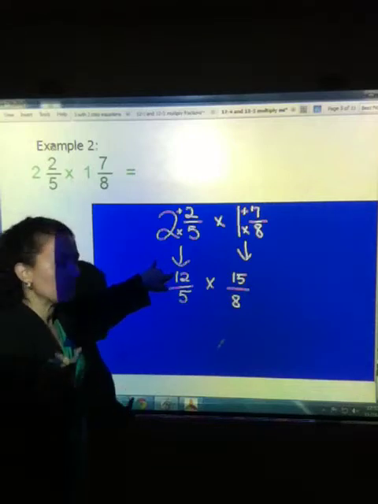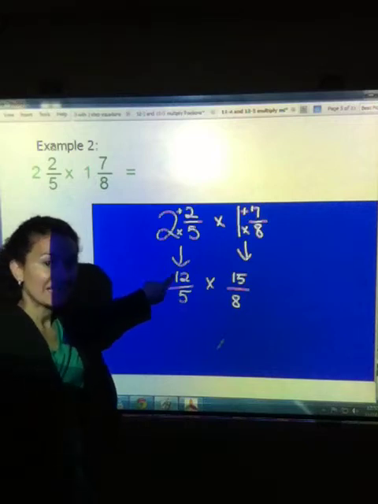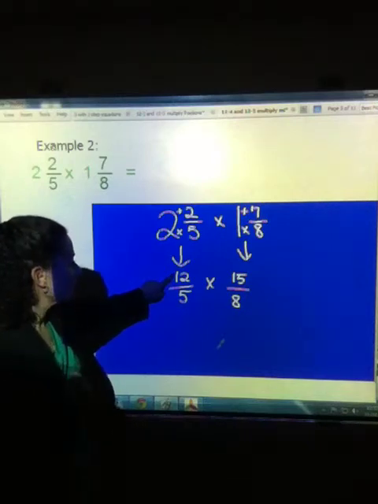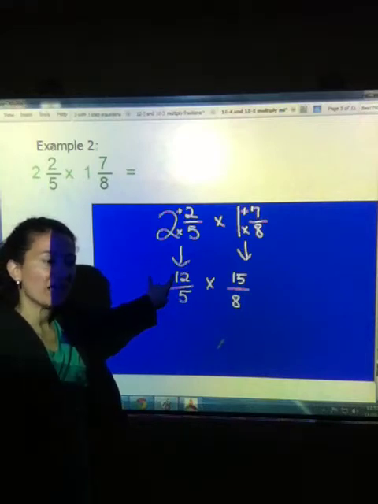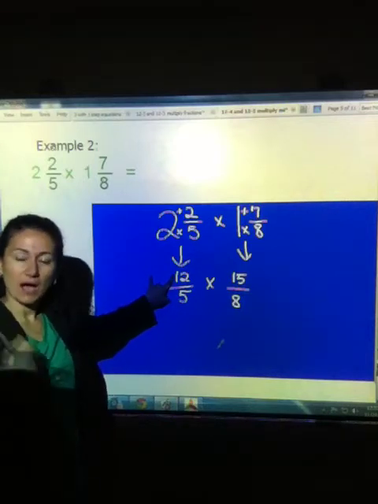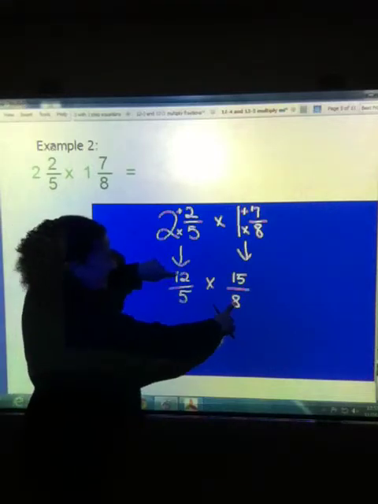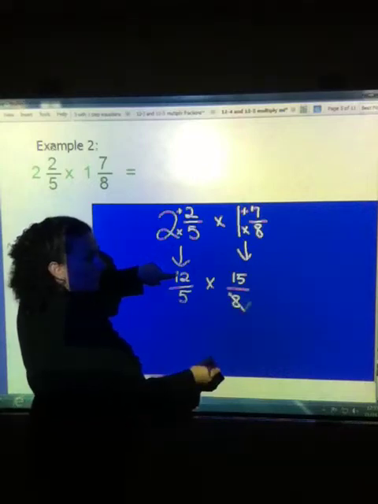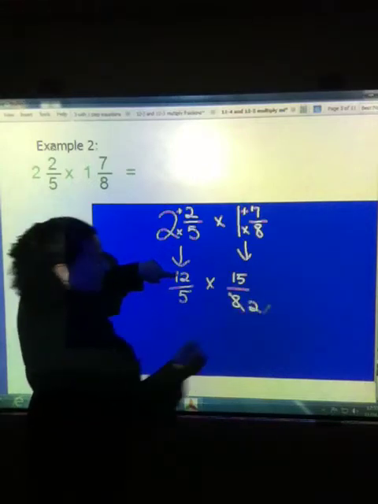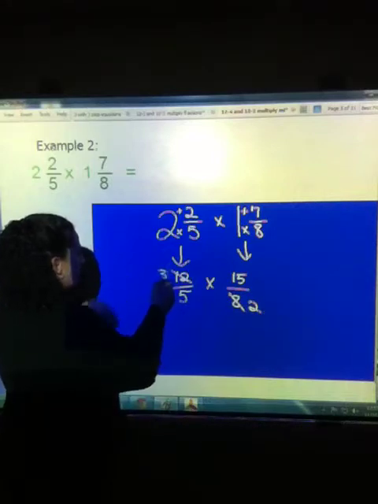Now at this point some people say, well, they're divisible by 2. Can't I divide by 2? Yes, you can. But if you want to get the numbers as small as possible, you have to divide by the greatest common factor. The largest number you can think of that goes into both 8 and 12, and that is 4. So 8 divided by 4 is 2, so that becomes a 2. 12 divided by 4 is 3.